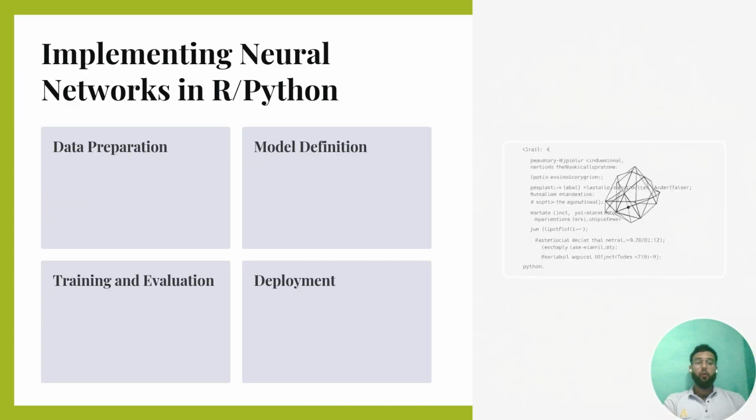Now we have how we can implement neural networks in R or Python language. So firstly, first we'll do data preparation. We pre-process and format the input data to be compatible with the neural network architecture. Means first we will prepare the data, the formatting of the data. Means we'll prepare a blueprint of the data of the neural network. We'll give an architecture so we can write its code in the R or Python language.